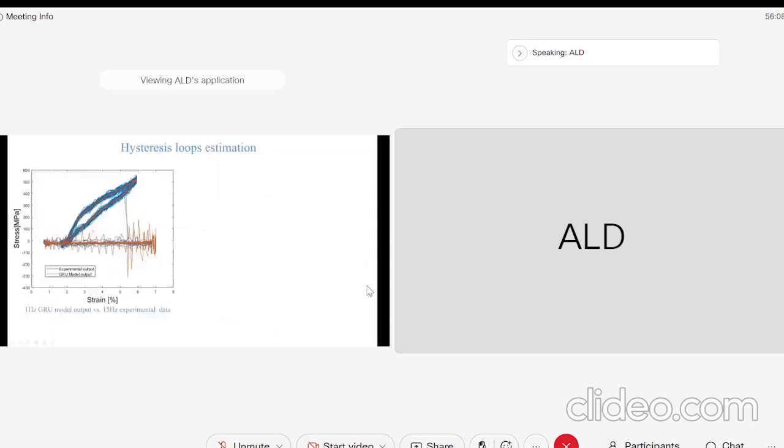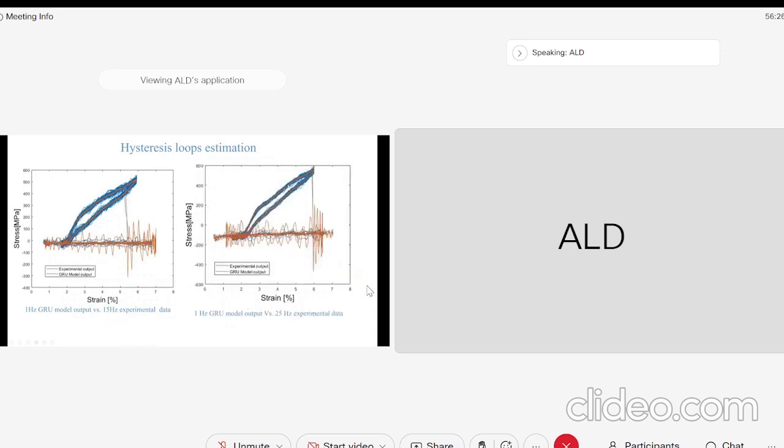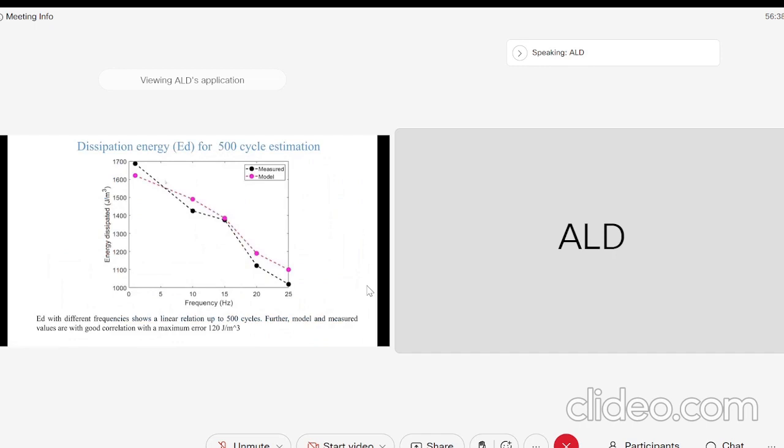This is the hysteresis loop of GRU data versus the single 15 hertz experimental data. This is the hysteresis loop estimation of stress-strain for 20 hertz, then 25 hertz. So we can see that when we increase our frequency, the hysteresis loop reduces. As I told you before, we can find the dissipation energy from this hysteresis loop, and the maximum error is 120.